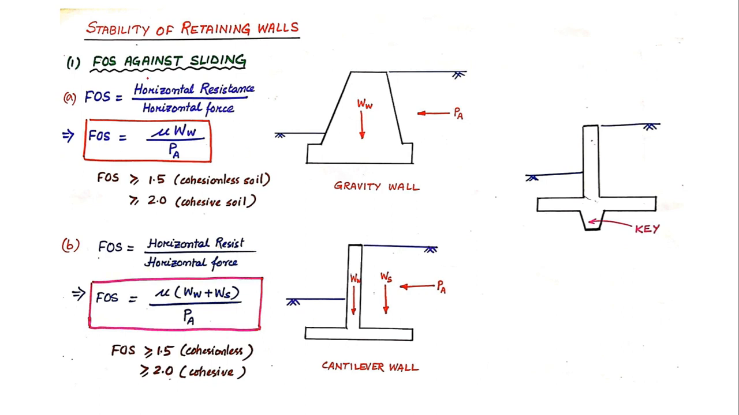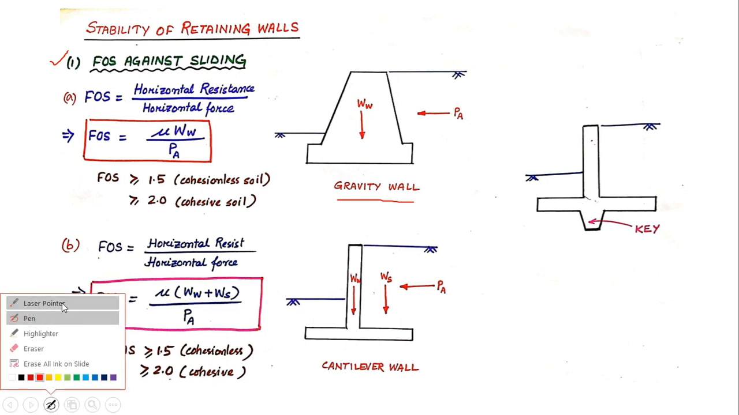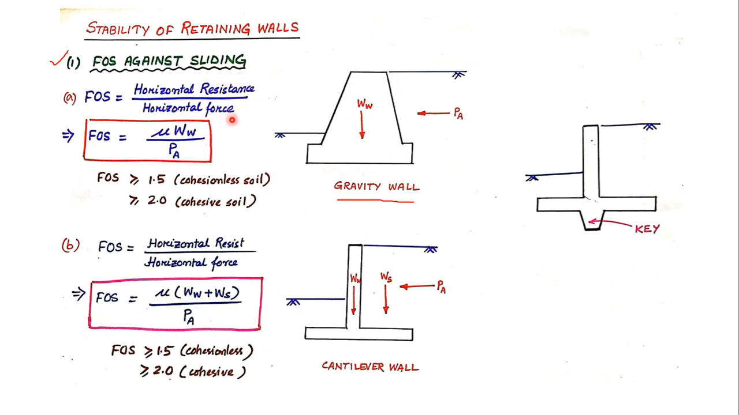Having known the different kinds of failures in a retaining wall, let us try to calculate the factor of safety for sliding as well as for overturning. First let us see the factor of safety against sliding in a gravity wall. Factor of safety is given by horizontal resistance divided by horizontal force. Let us first see what is the horizontal force. If you look into this diagram, the horizontal force that is acting is the active earth pressure force, which is denoted by PA. So in place of horizontal force I have written PA.